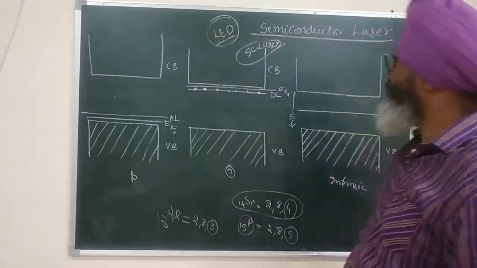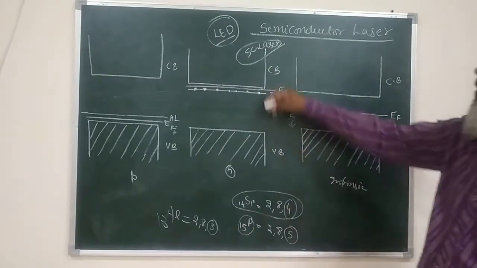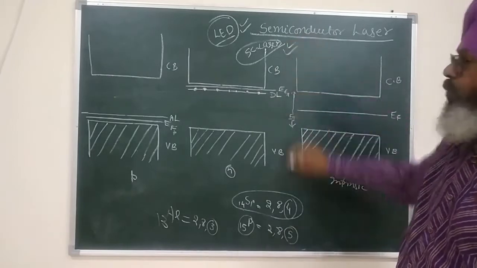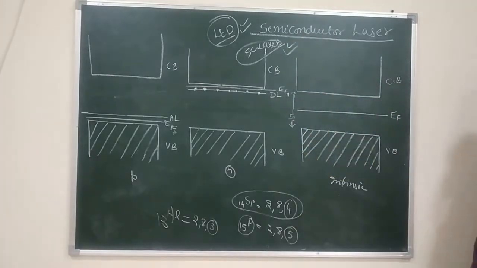Semiconductor laser and LED both are light sources, but an LED produces spontaneous light in all directions, and a semiconductor laser produces stimulated light in a unique direction. So what is the difference?